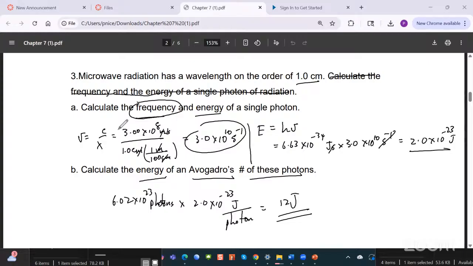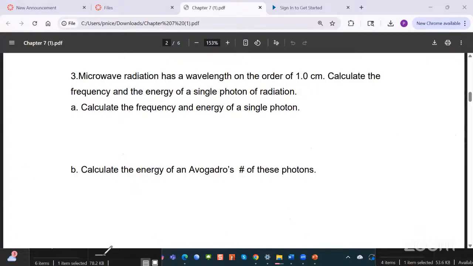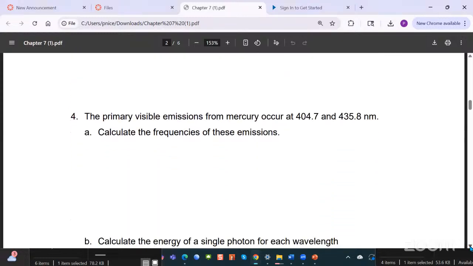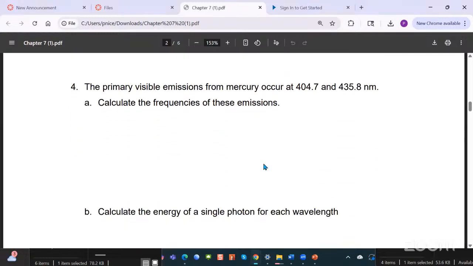Okay, let me clear this. I keep doing that. Let me clear this and scroll down to see if there are any more questions we can do. Okay, let's look at number 4. Number 4 says the primary visible lines from Mercury occur at 404.7 and 435.8 nanometers.